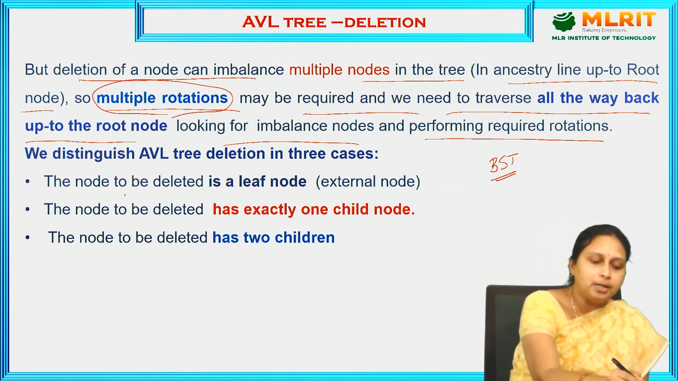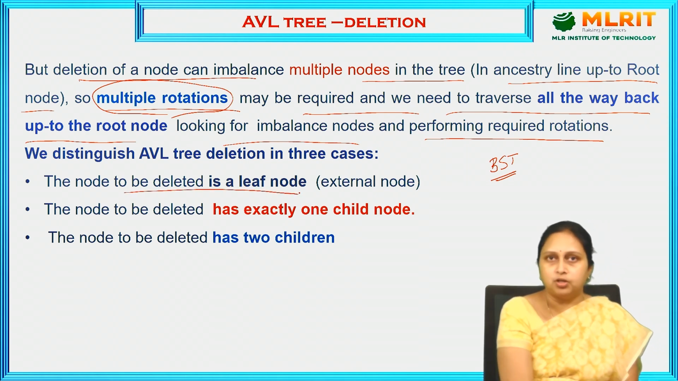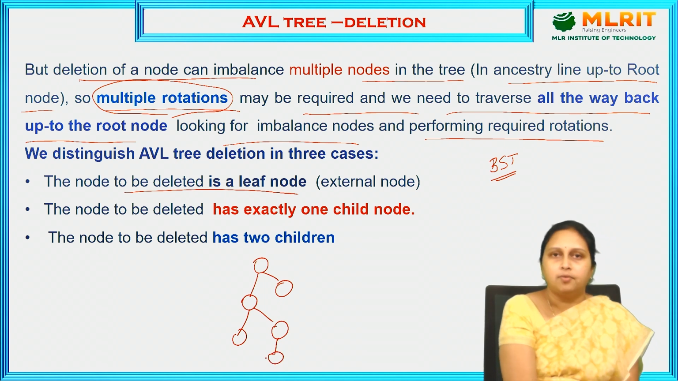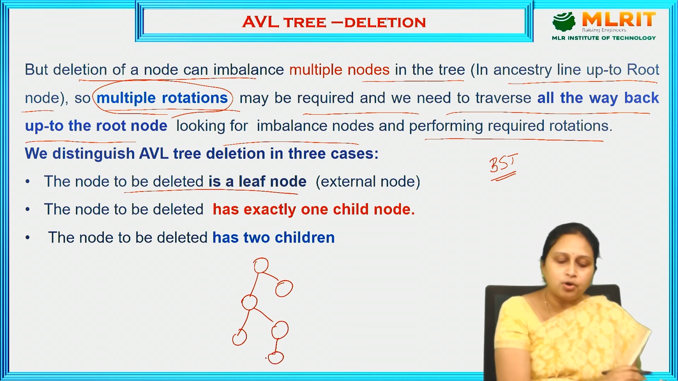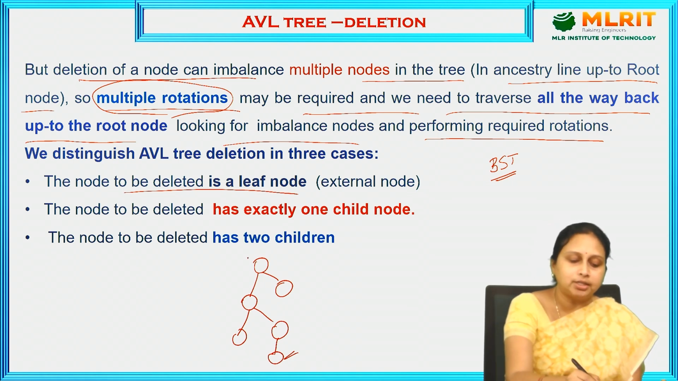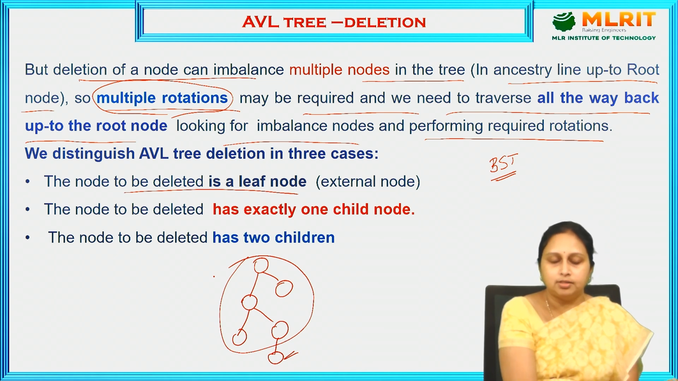The first case: the node to be deleted is a leaf node. Suppose I have a tree like this. If I want to delete a leaf node, I directly delete it. After deleting this node, I need to check the balance factor for each and every node in the tree. This is one case.